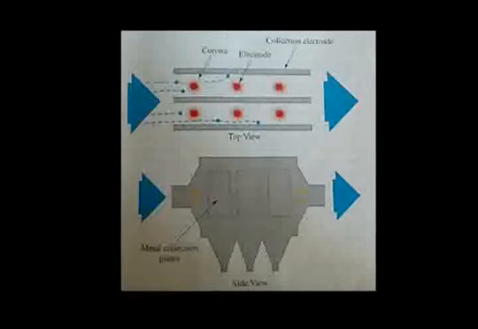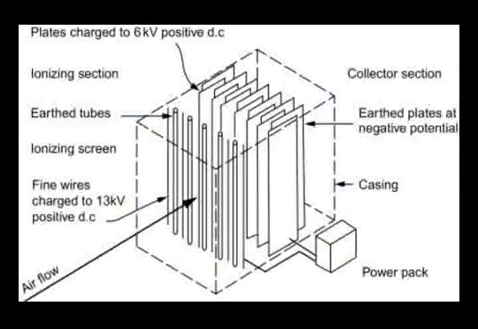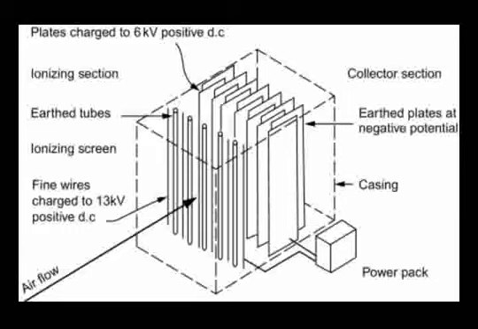The pollution particles become negatively charged as they pass through the corona. The negatively charged particles are then attracted to the positively charged collection plates. After the collection plates become laden with pollution particles, they must be cleaned.